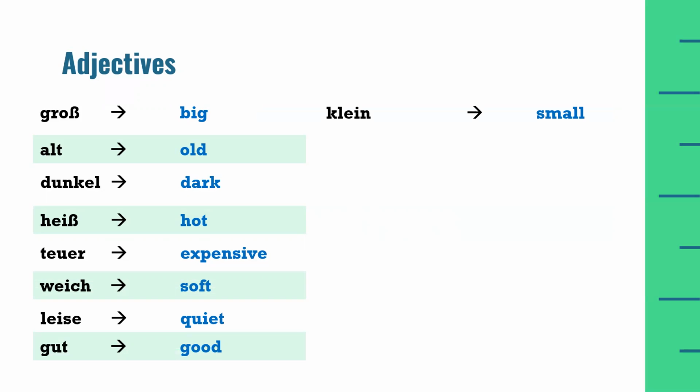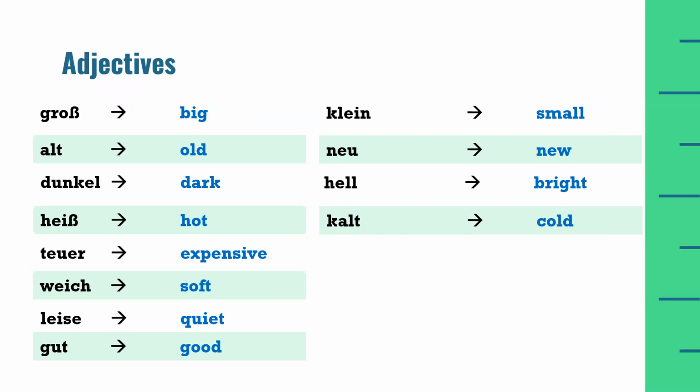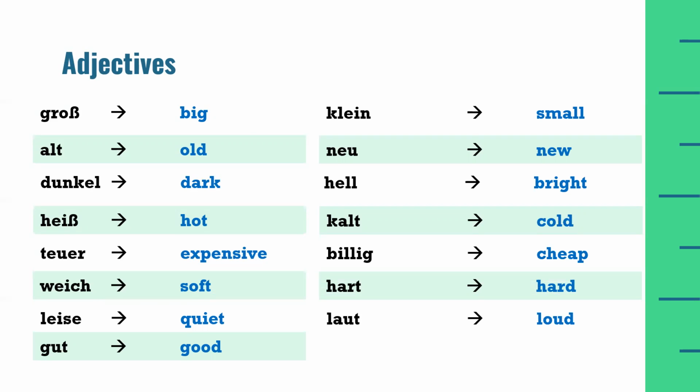So the opposite of gross is klein, which means small. Opposite of alt is neue, which means new. Opposite of dunkel is hell, which means bright. Opposite of heiß is kalt, which means cold. Opposite of teuer is billig or billig. Both are correct. Billig means cheap. Weich, which means soft, has the opposite hart, which means hard. Laut is the opposite of leise, which means loud. And schlecht is the opposite of gut, which means bad.